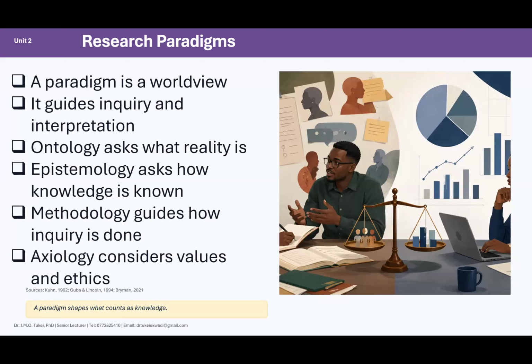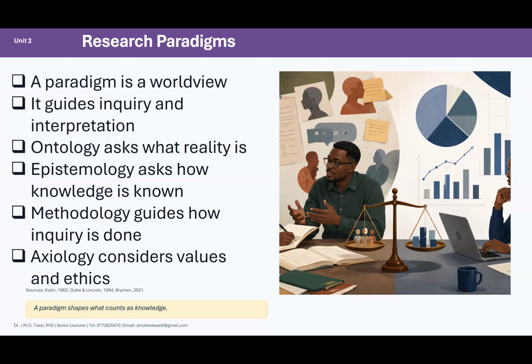We're looking at research paradigms. Colleagues, a research paradigm is a world view that shapes how a researcher understands reality, knowledge, and inquiry. Ontology asks what reality is. Epistemology asks how knowledge about the reality can be known. Methodology explains the broad approach used to investigate it, while axiology, colleagues, considers the role of values and ethics.